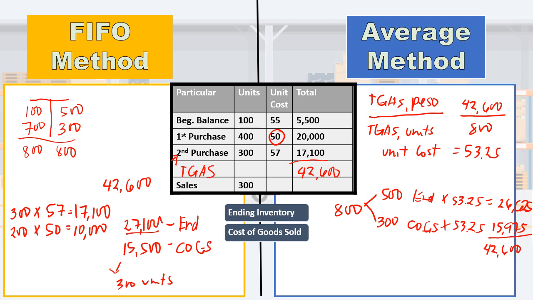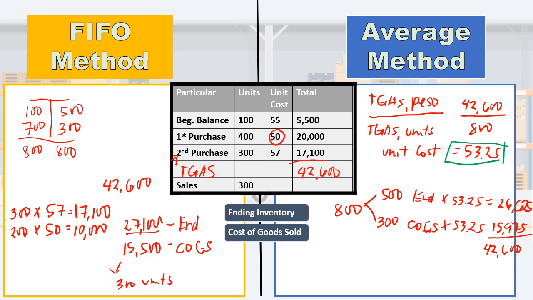So, ang kailangan nyo lang pong tandaan dito kung ano po yung pinagkaiba nilang dalawa. Yung una nilang pinagkaiba under unit cost, under the average method, we are required to compute for the unit cost kasi nga pinagsasama natin yung beginning inventory tsaka yung current purchases. While sa FIFO method, we are no longer required to compute for the unit cost kasi dapat yung unit cost ng beginning inventory ay intact just because the beginning inventory will automatically be part of our cost of goods sold.